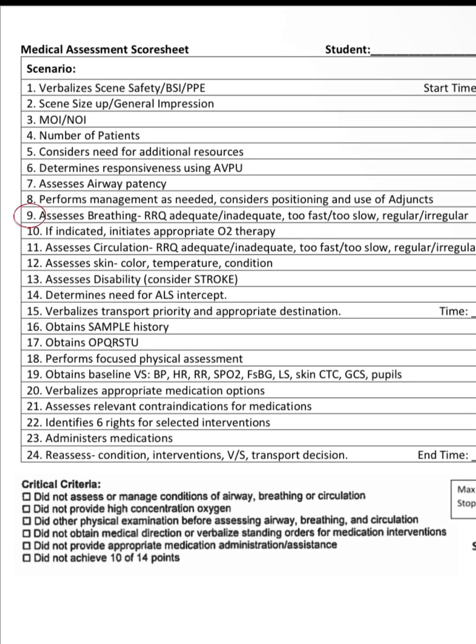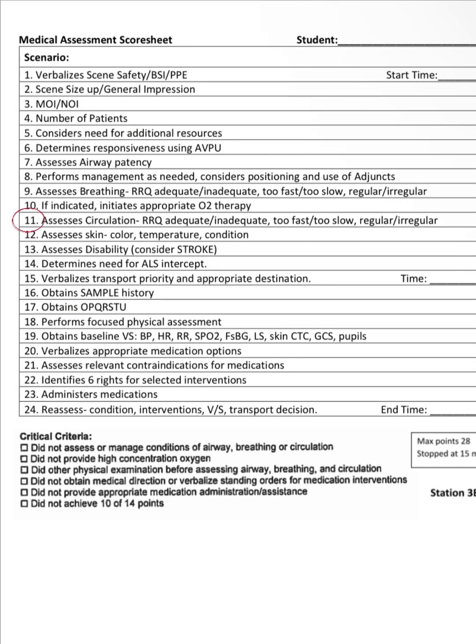Next, you will assess the breathing rate, rhythm, and quality of the patient. The examiner will give you that information. Then you must decide if it's appropriate to place your patient on oxygen. If their breathing is abnormal, it may be appropriate to administer a nasal cannula, a non-rebreather, or potentially even ventilate the patient.